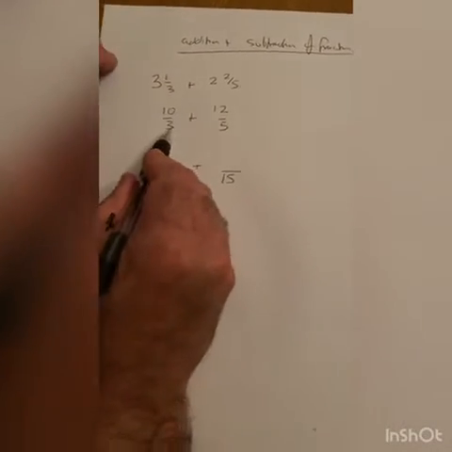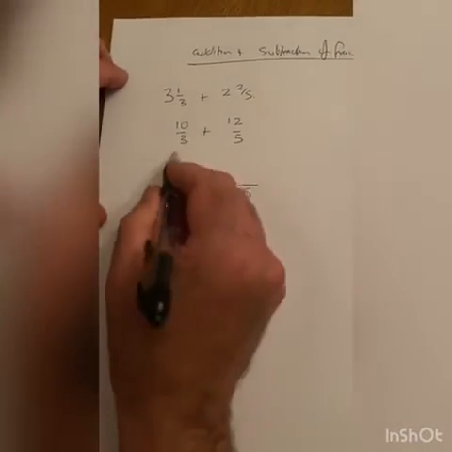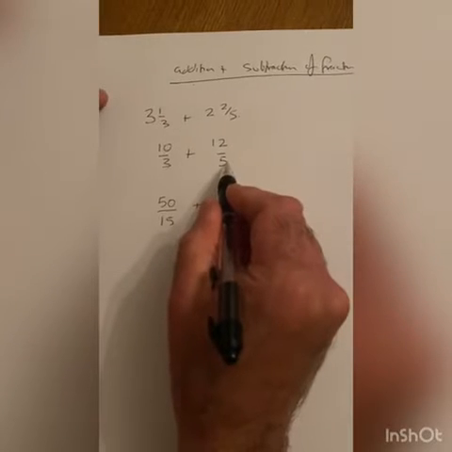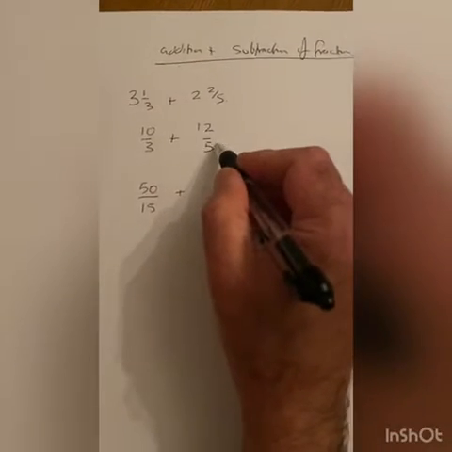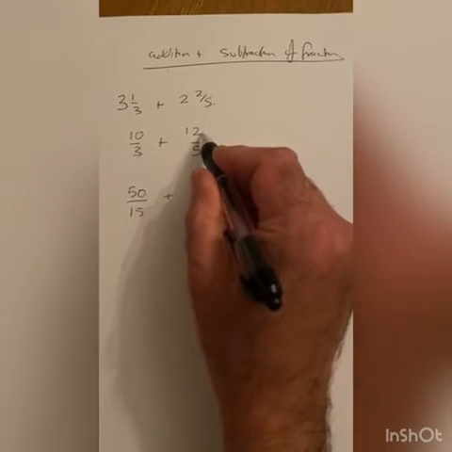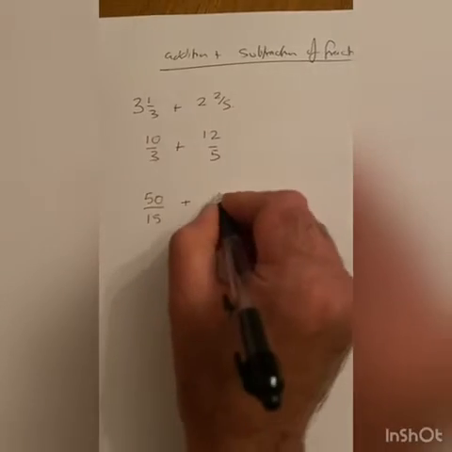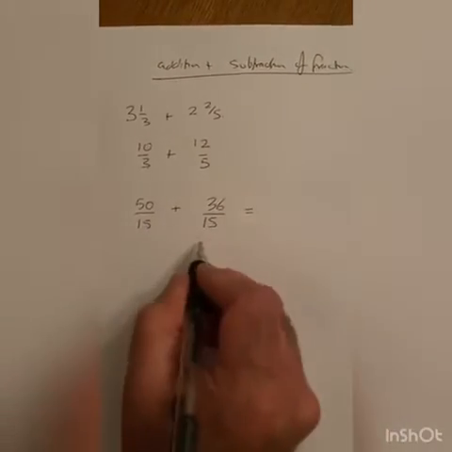Now to get 3 to 15, we have to multiply 3 by 5. So we need to do the same to the numerator. 10 times 5 is 50, and to get 5 to 15, we need to multiply 5 by 3, so we do the same to the top of this fraction, and it's 12 times 3, which is 36. And we end up with this situation.